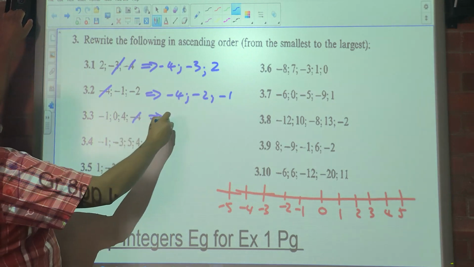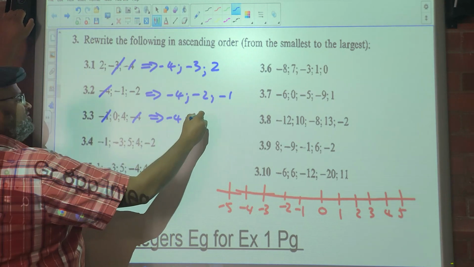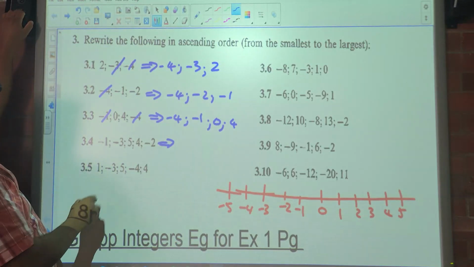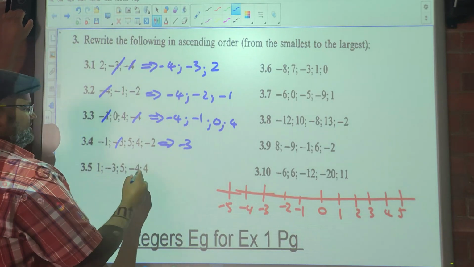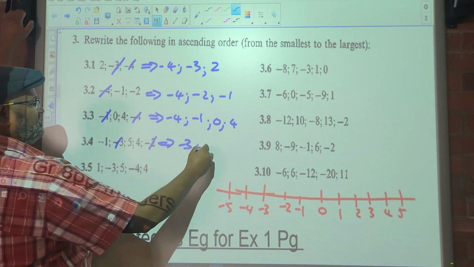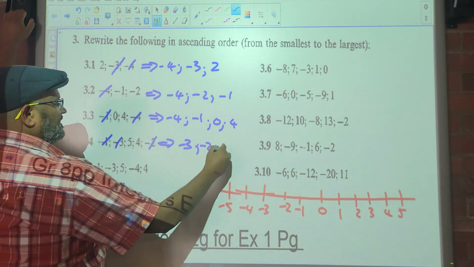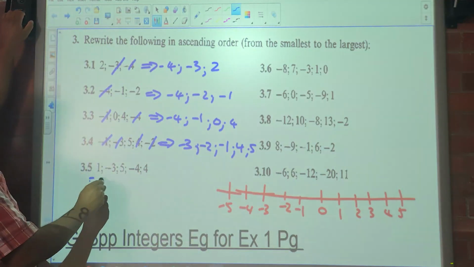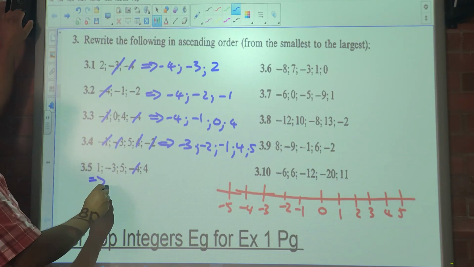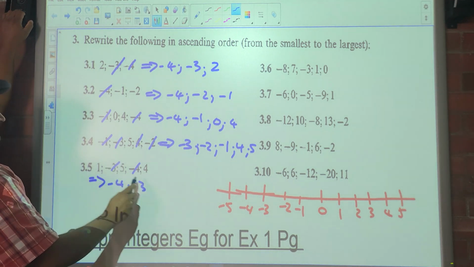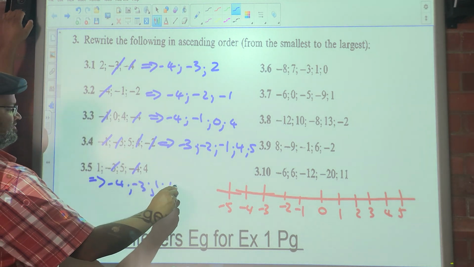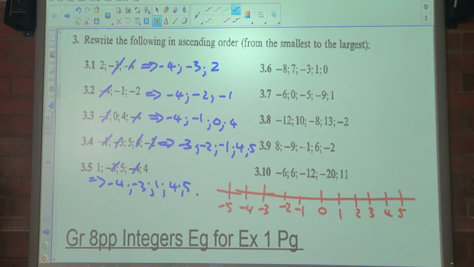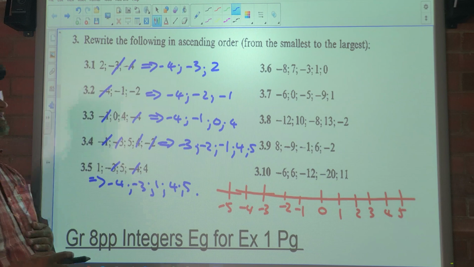The next one, negative 4, negative 1, 0 and 4. The next one, negative 3, then negative 2, negative 1, 4 and 5. The next one, negative 4, negative 3, 1, 4 and 5. Any confusion there? Let's go with the next one.